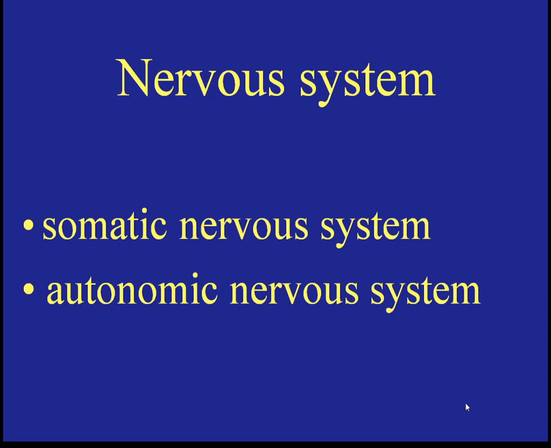According to these main functions, we can divide our nervous system into two big parts. The first one is somatic nervous system. And somatic nervous system is responsible for the first function, interaction of our organism with surrounding environment. And the second functional division is the autonomic or visceral or vegetative nervous system, which is responsible for the second function, the maintenance of all our inner process, work of all our inner organs, and our metabolism.